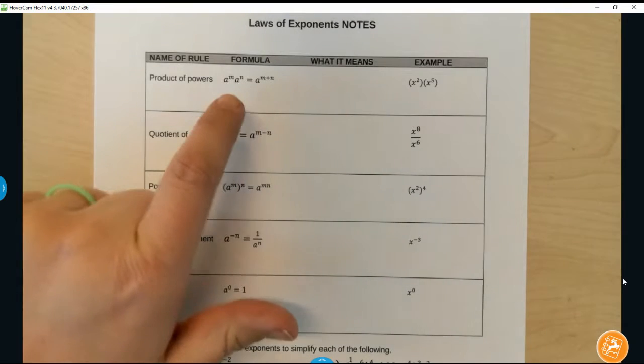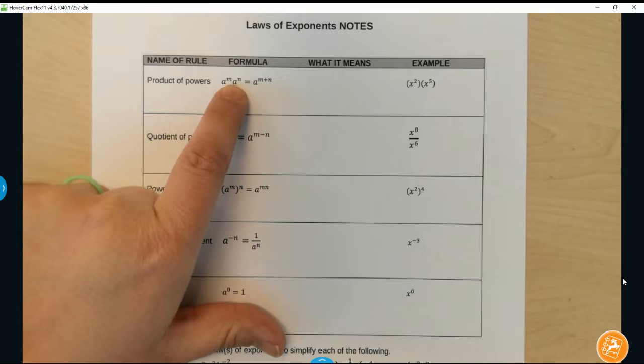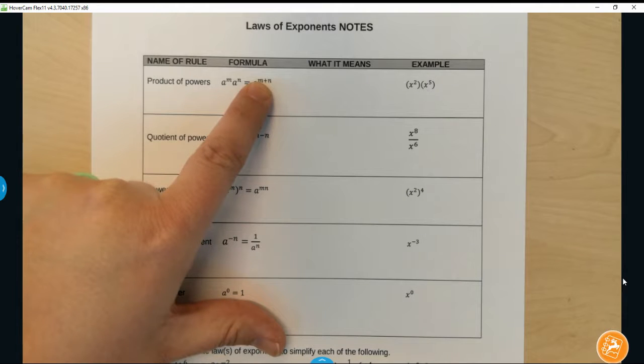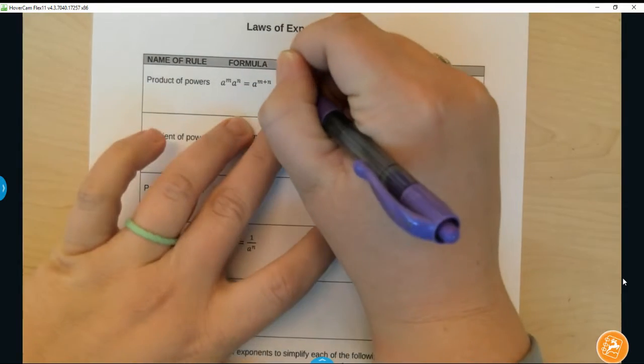what's happening is you're going to have the same base. So you have a to the m times a to the n. And if you notice, you keep the base the same, but you add your exponent. So you keep the base the same and you add the exponent. So let's go ahead and break that down, what that means.